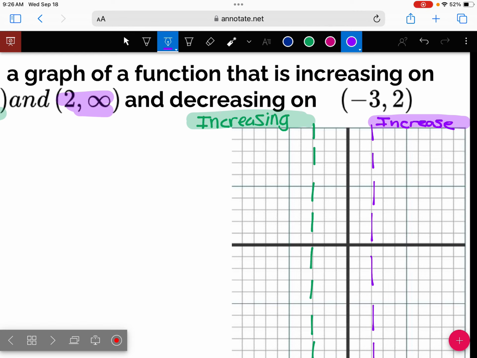And then when it's between negative 3 and 2, in between them, this is going to be decreasing. I'm just going to put D, just because I'm running out of space. And they don't give us any other information than that. So creative choice, driver's choice, just make sure we are increasing in our increasing section, decreasing in the middle, and then increasing again.